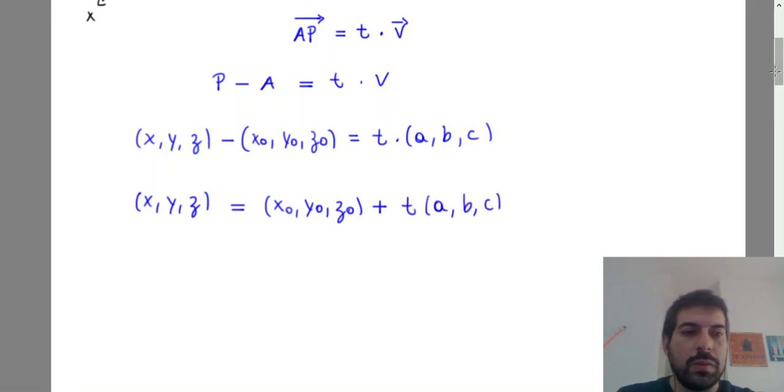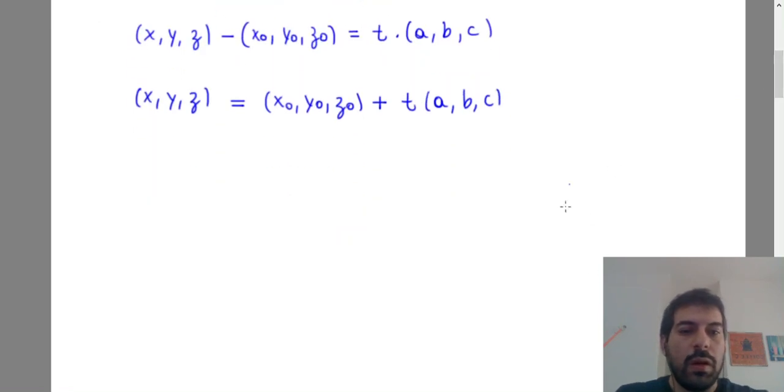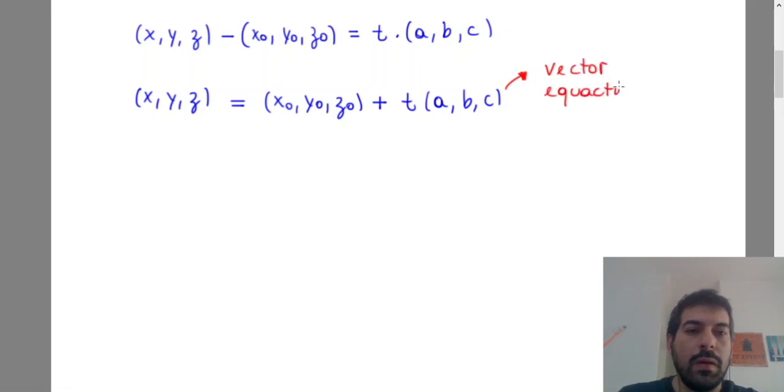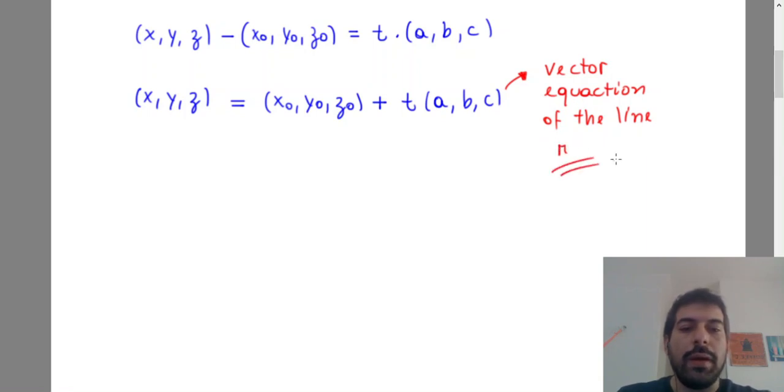And this is precisely what we call the vector equation of the line r. Okay, very good. We already got one of those equations of the line r. Okay, I will continue from here.